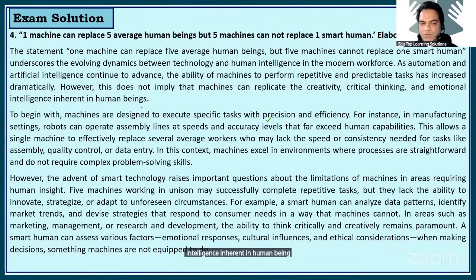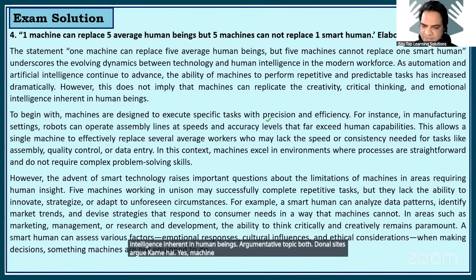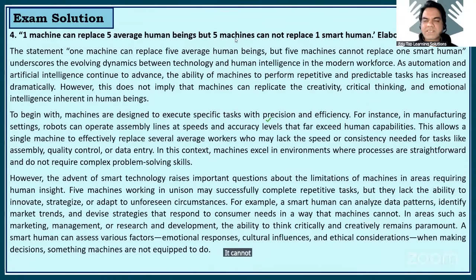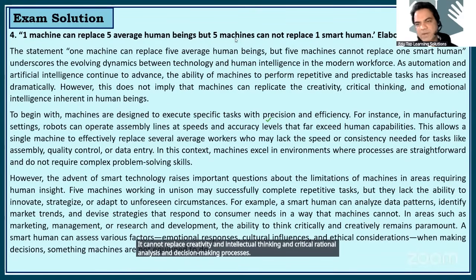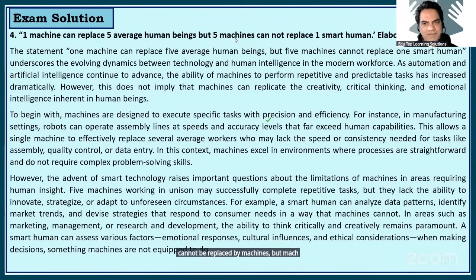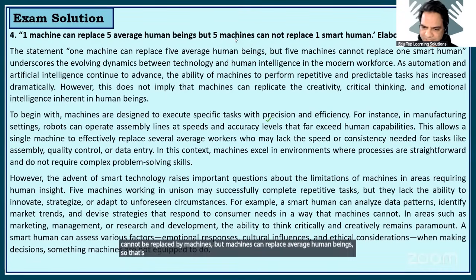ये वो टॉपिक है गाइस जिसको हम आर्ग्यूमेंटेटिव टॉपिक बोलते हैं, जहां हमें दोनों साइड्स आर्ग्यू करनी है कि यस, मशीन लर्निंग इज इफेक्टिव, it is time saving, it reduces mistakes, and it's beneficial for businesses, but at the same time it cannot replace creativity and intellectual thinking and critical rational analysis and decision making processes. So smart human beings cannot be replaced by machines, but machines can replace average human beings. So that's true in the context of what we are looking at around us.